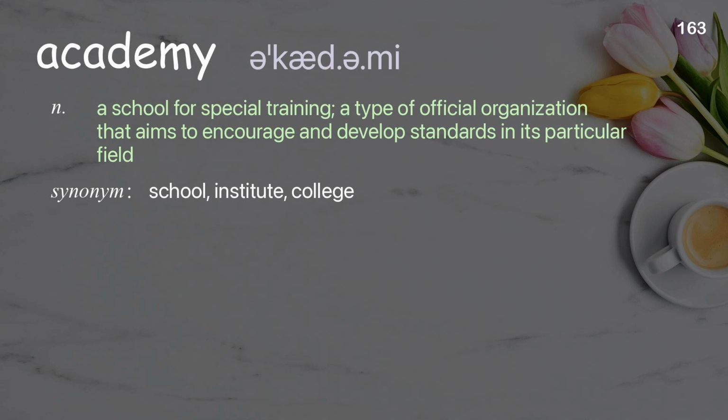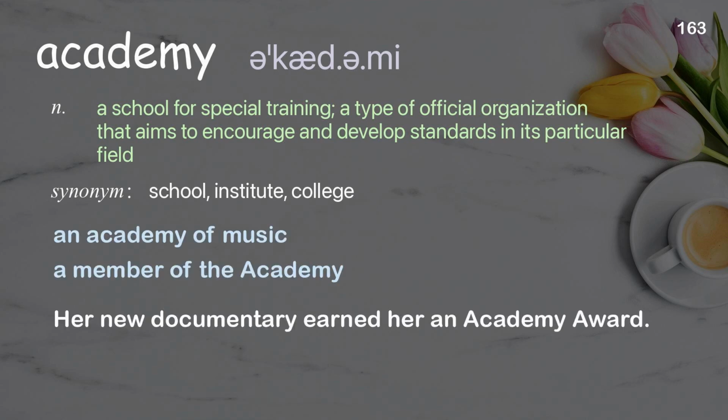Academy: A school for special training, a type of official organization that aims to encourage and develop standards in its particular field. Examples: An academy of music. A member of the academy. Her new documentary earned her an Academy Award.